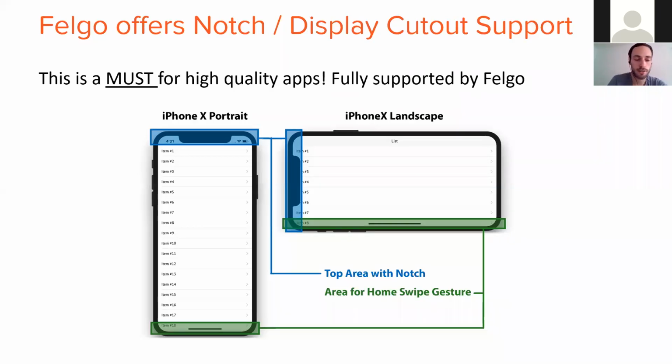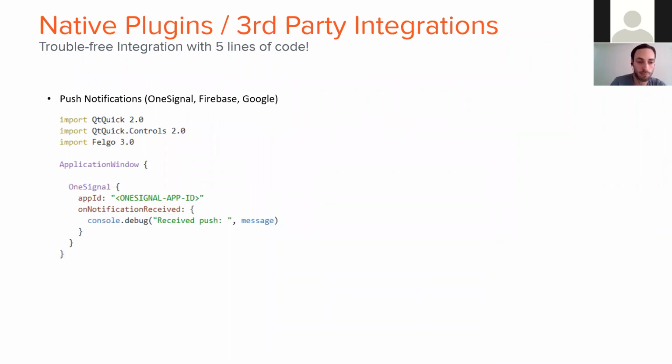One more addition that's also very frequently used by customers are the native plugins or integrations to third-party services and frameworks. There is a whole lot of native plugins that come integrated with the Felgo APIs. The way this works is, for example, for push notifications, you just have an import Felgo 3.0 statement, and then you can use all of the components just like a regular QML item. In here we're using OneSignal, which is a push notification provider. And you basically can start writing code as easy as that.